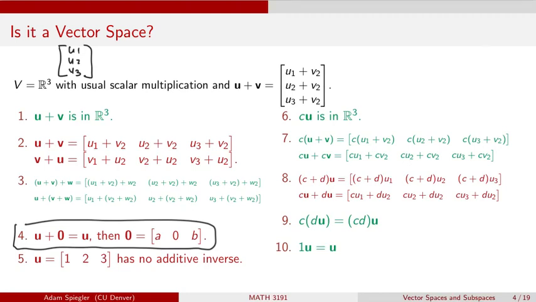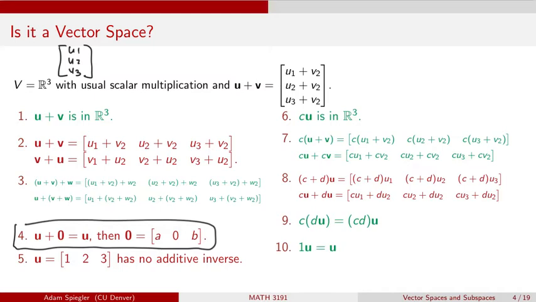Okay, welcome everybody. So in this video, I want to build off of this previous example that we looked at, where we had a vector space R3 with usual scalar multiplication, but we defined addition in some weird non-standard way, which violated some of these properties. So we had an addition operation which violated the conditions for a vector space.